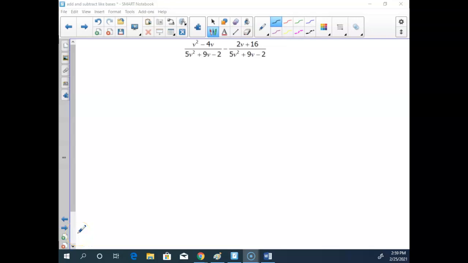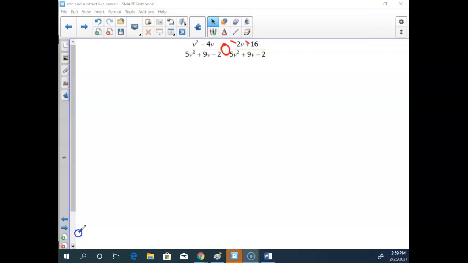Okay, now this one we're going to need to factor the top and the bottom. So first things first, I see that I've got a negative sign. So let's circle that. Okay, I've got that negative sign, so I need to apply it to both of the terms. So I'm going to say that's the same as a negative 2v, and so that's also the same as a negative 16. So I remember how to combine my terms.